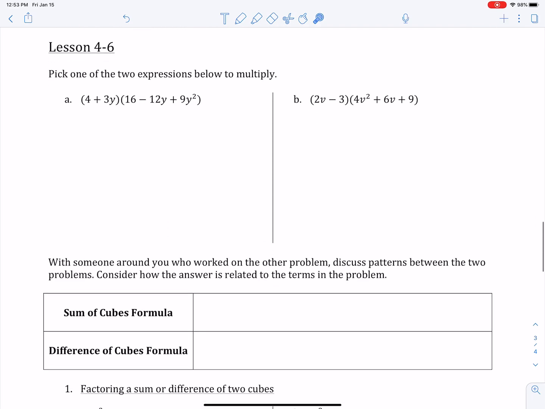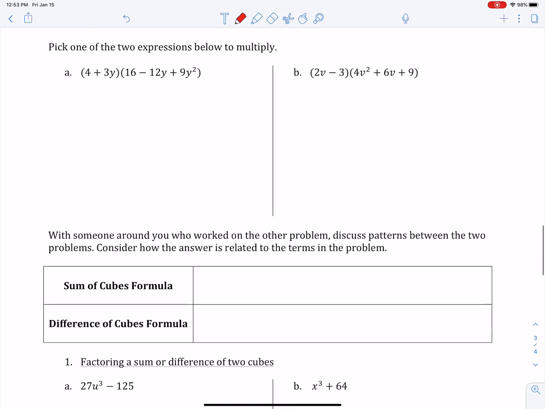Now we're moving on to 4.6. This is something you've done before. It's just a lot of work at the end of the day, kind of busy work. So it says pick one of the 2 expressions below to multiply. I'm going to do letter A, and I want you to do letter B on your own.